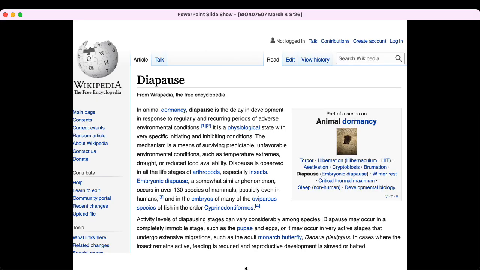Yeah. So it's a kind of hibernation, and a lot of species do this, and it's called diapause. And diapause is a type of hibernation that includes a developmental arrest.